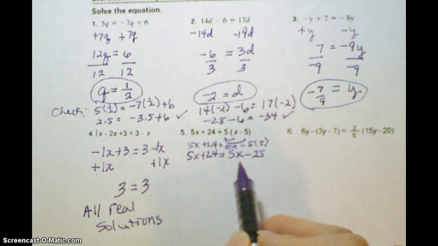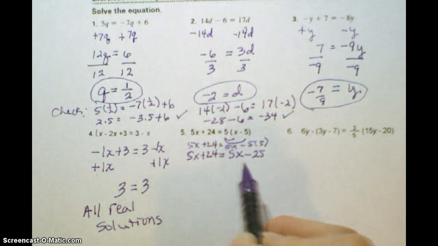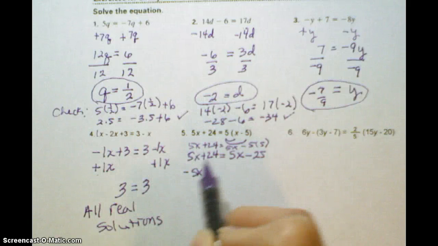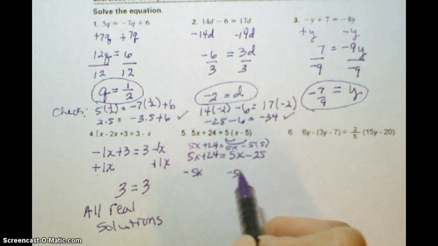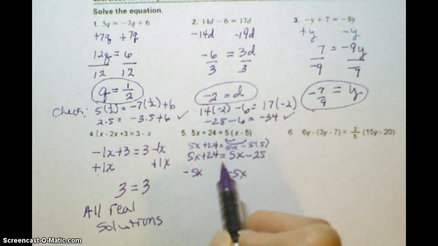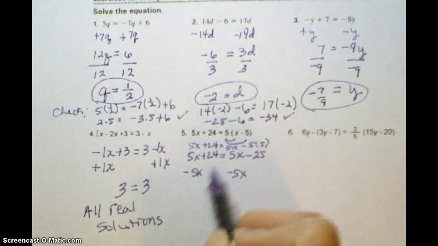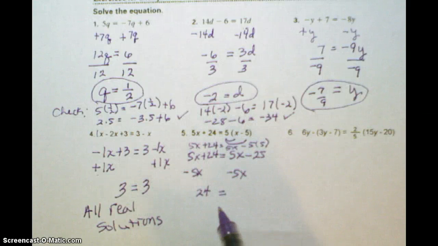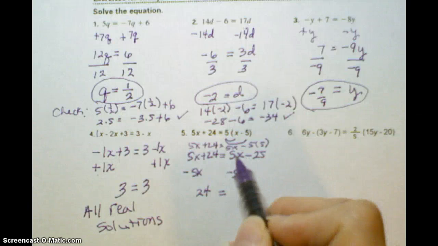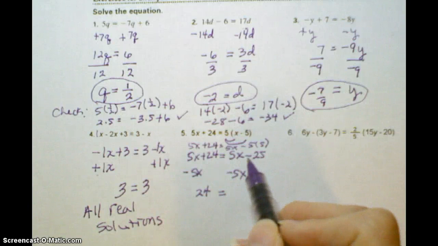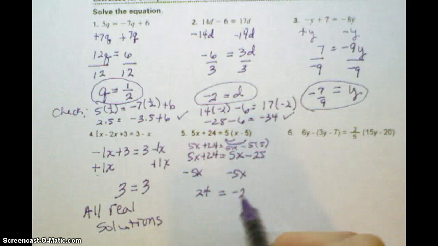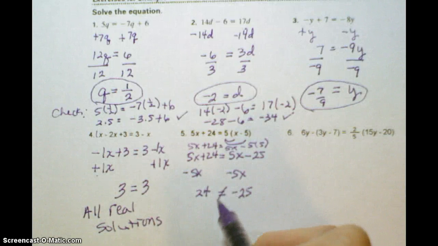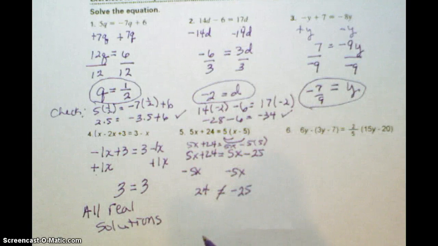Okay, let's gather our variable terms on one side. I'm going to go ahead and do minus 5x on this side. If I do that on one side, I must do the same on the other. Bring down my equal sign. On this side altogether, I have a positive 24. Over here, these are additive inverses, and I end up with negative 25. Well, that's not true. 24 is not equal to negative 25.